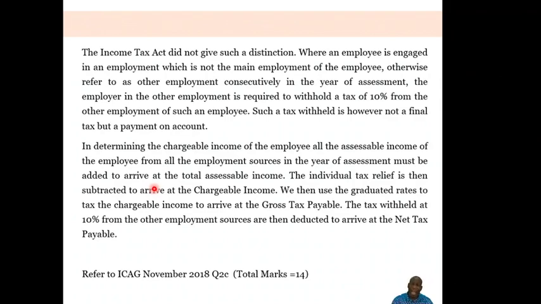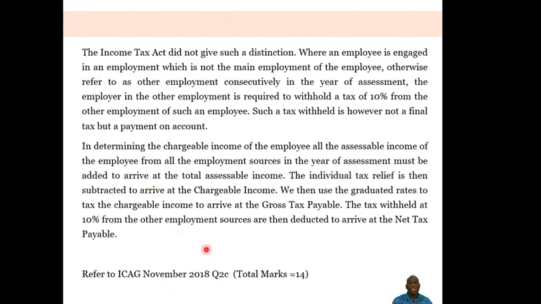So where an employee is engaged in more than one employment, all you need to do is to determine the total assessable income from the first employment, determine the total assessable income from the second employment as well. Do your normal tax computation using a graduated rate, okay? And then if in the secondary employment, remember they say the employer is supposed to withhold a tax of 10%. If that has been done, after you have calculated the tax liability, you only less the 10%, and that's all, and then you are done.